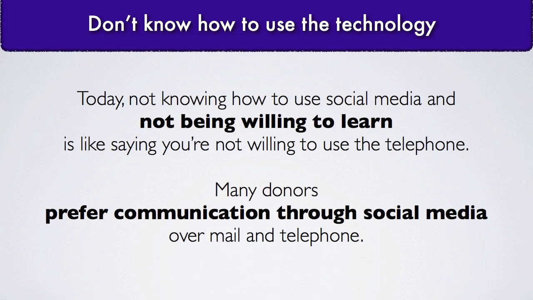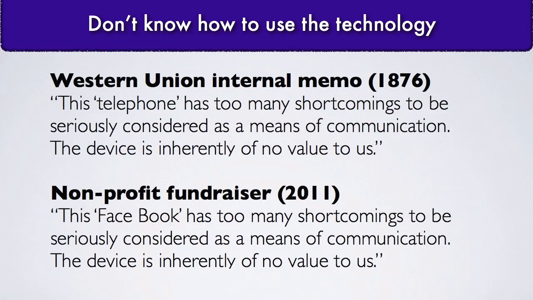And it sounds a little bit crazy comparing it to the telephone, but in 1876, there was a Western Union internal memo, and it said, this telephone has too many shortcomings to be seriously considered as a means of communication. The device is inherently of no value to us. And to me, I hear fundraisers today saying the same thing about Facebook. And you know, when you put these side by side, it seems kind of silly. It almost seems kind of stupid, like, well, would somebody say that? But when people look back on it, that's the way they're going to look back on it. It's just going to seem like a big mistake.